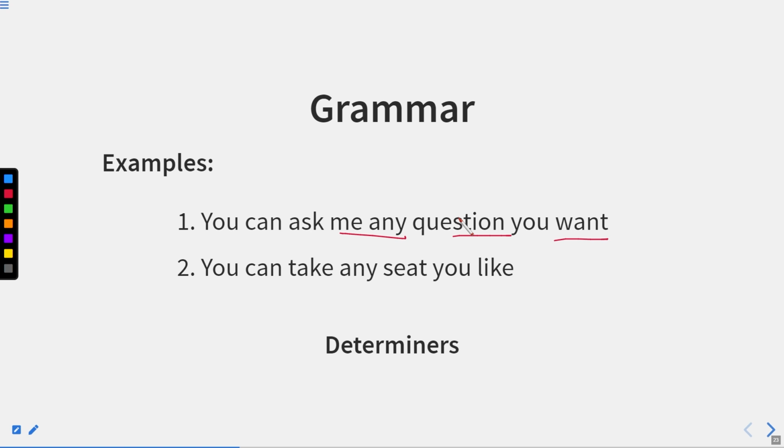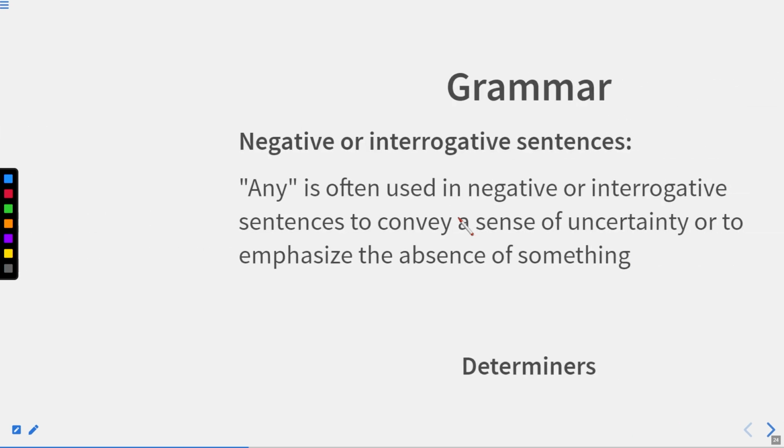You can take any seat you like. It means there are several seats and all are empty. There is no specification about the seats that this seat will be occupied by this person. You can take any seat. All the seats are vacant for you. All the seats are as per your choice. Wherever you want, you can sit. Now let us move to the next one.